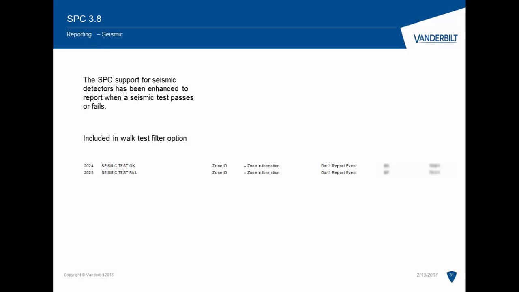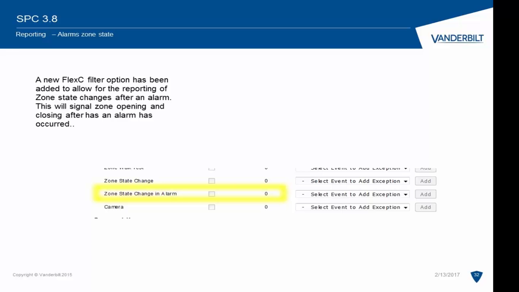Okay, John, we've now also added a new function, a transmission function to the seismic detectors to enhance the reporting, a test pass or a test fail. These two filters can be found in the walk test option. And these are done after the automatic test or the manual test on the seismic.